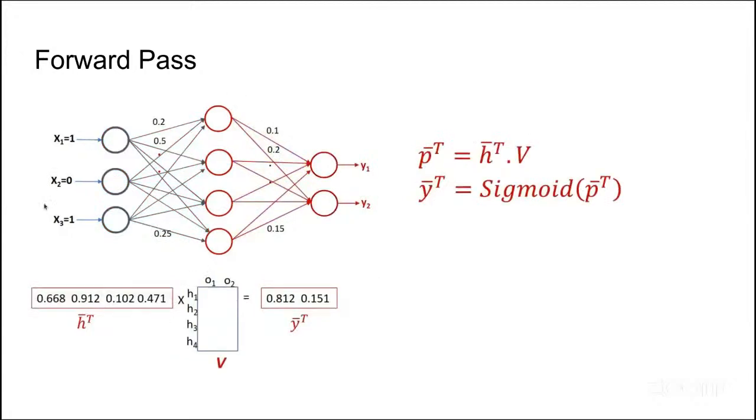Similarly, we can use this H transpose vector times V to calculate y transpose. You can take this vector and multiply with the O1 vector to calculate the output for y1. You take this H transpose and multiply with the O2 vector to get the value of y2. And that's how you get y transpose. This is sigmoid of H transpose V, and that's how you get these values.